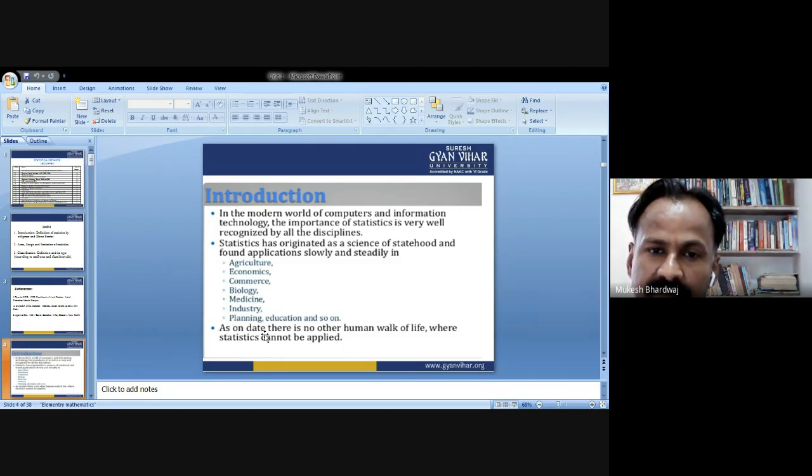the disciplines. Before starting it, if I ask you what you understand by the word statistics, how many of you have heard this word statistics? Whatever knowledge you had about statistics, can anyone tell me? Yes, anyone?